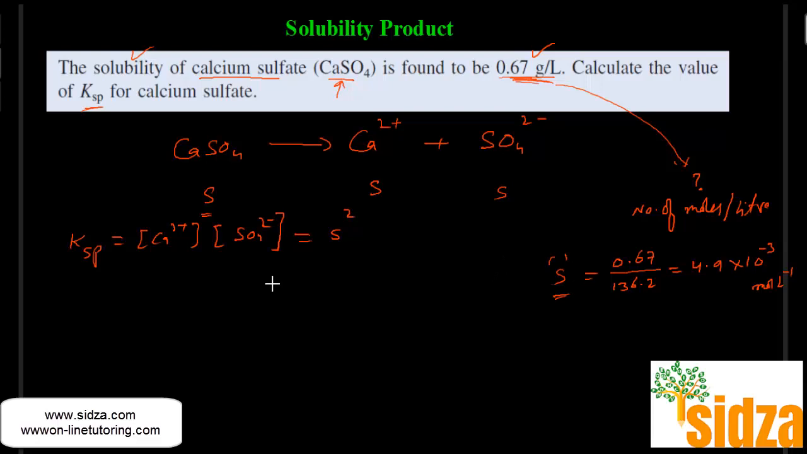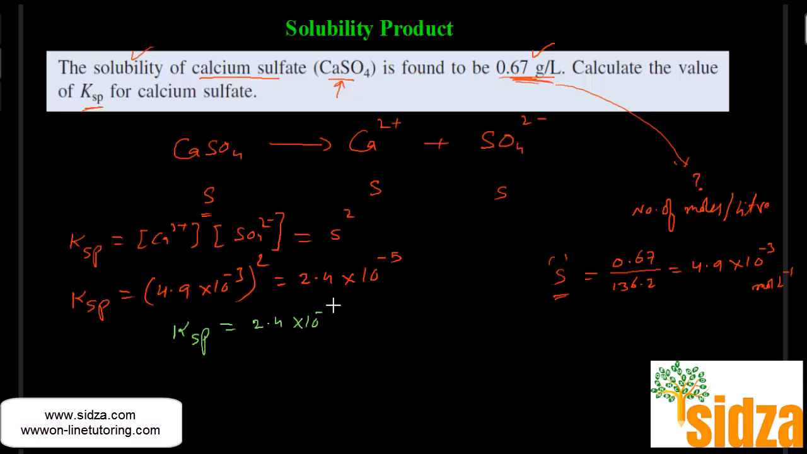So if you know the solubility now, you can easily find the solubility product. The solubility product will be S square, which is 4.9 times 10 to the power negative 3, squared. You simplify it further, and the solubility product for the calcium sulfate is 2.4 into 10 power negative 5.